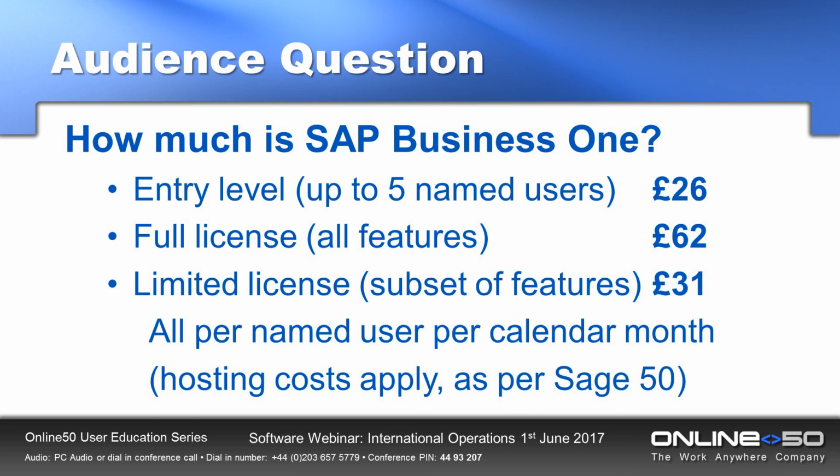If you need more than 5 named users, or you need some of the features that aren't in the starter pack, then you either have a full license. Ambition Advantage is how we license it. That is £62 per month. Or a limited license, which doesn't give you all of the features but gives you overlapping subsets of features according to what that role would be. Those are £31 per month. So you have a mix and match of full licenses and the limited licenses according to what you need.